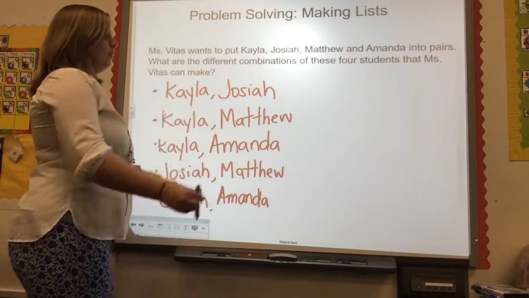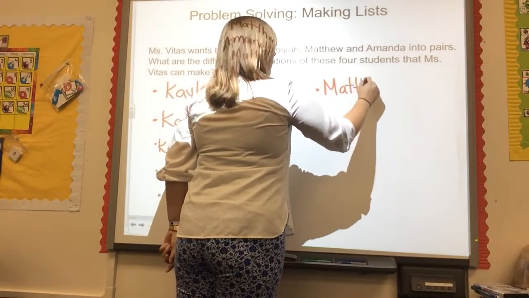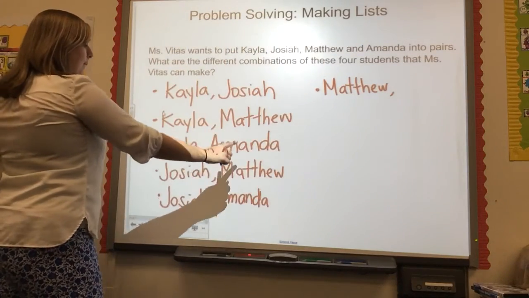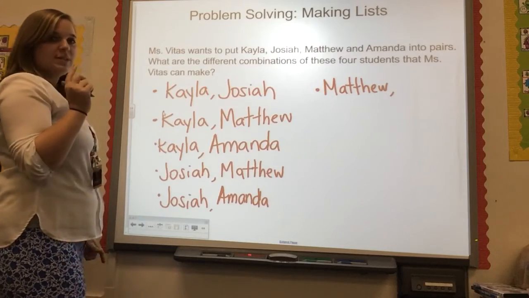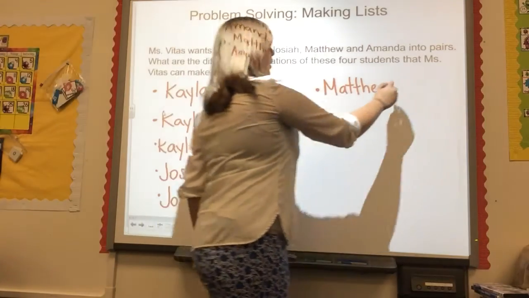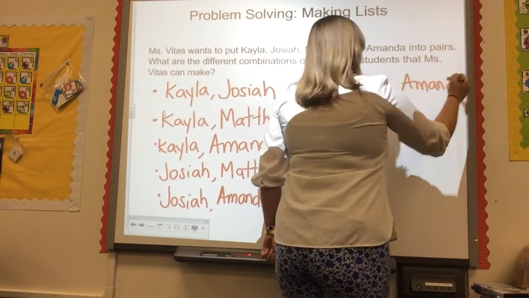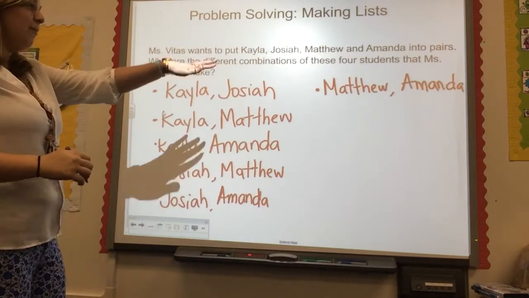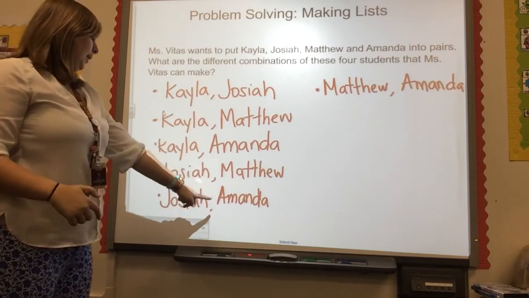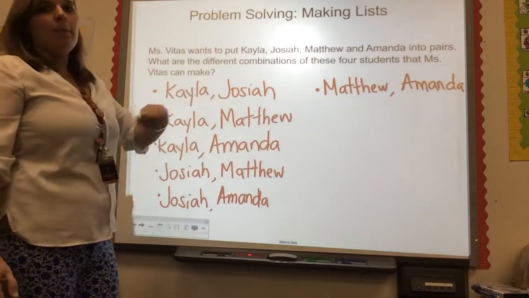All right? Let's move to Matthew. Matthew's already been paired with Kayla. Matthew has also been paired with Josiah. So the only other person Matthew can be paired with is Amanda. Okay? Now, if I did Amanda, let's see. Amanda's already been paired with Kayla. Amanda's been paired with Josiah. And Amanda's been paired with Matthew. So Amanda can't be paired with anybody else.